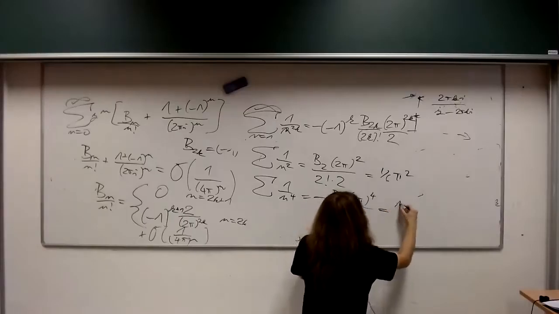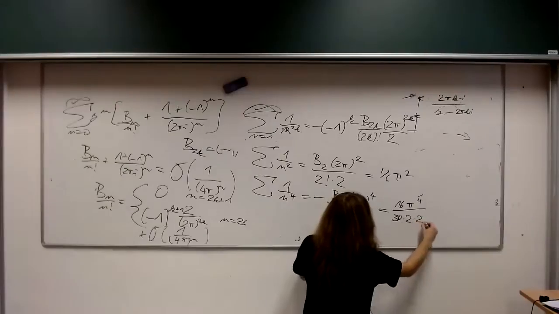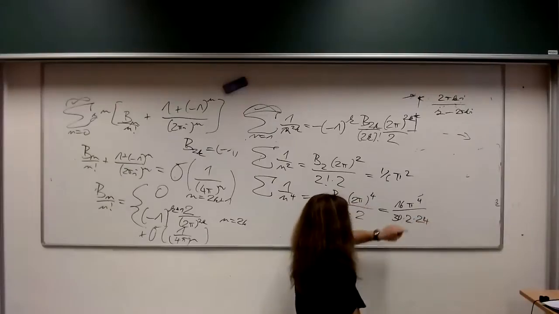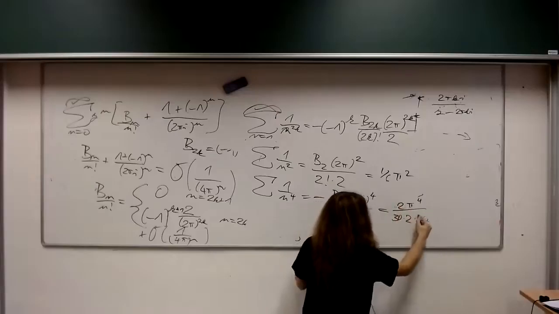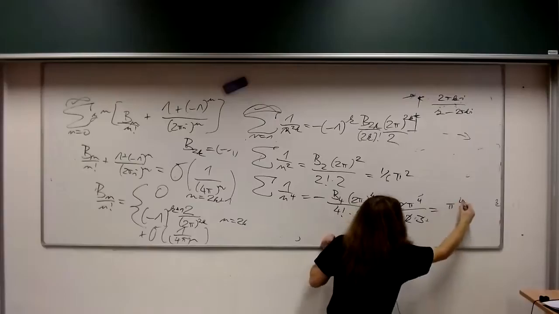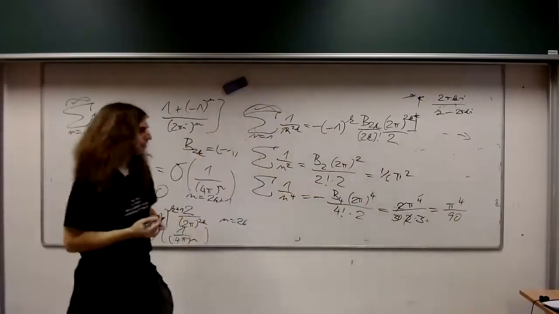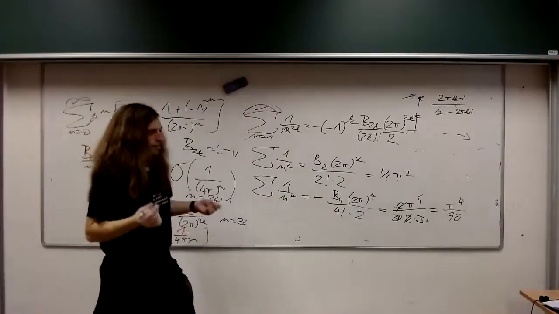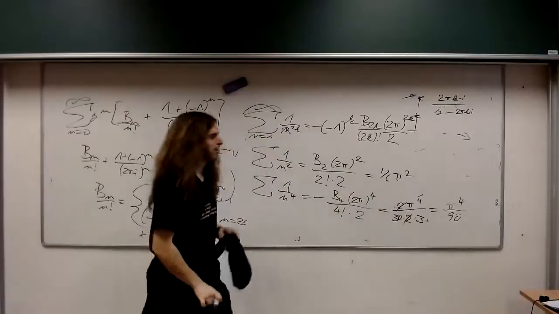Here we get 16 π to the 4th over 30 times 2 times 24. Now, 16 over 24, that is 2/3. Let's get rid of those 2's, and we get π to the 4th over 90, which is the correct result, of course. I think that many people just know those by heart, but what about the next one?